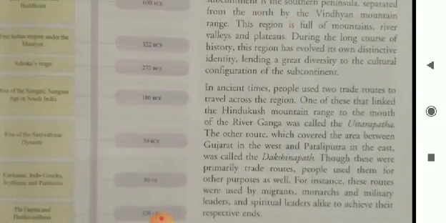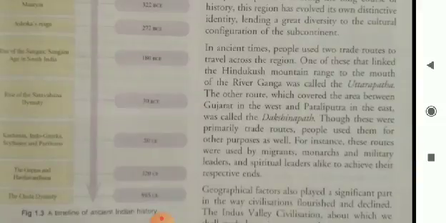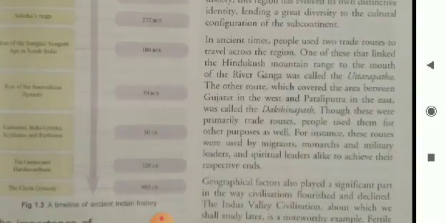The third major physical feature of the subcontinent is the southern peninsula, separated from the north by the Vindhyan mountain range. This region is full of mountains, river valleys, and plateaus. During the long course of history, this region has evolved its own distinctive identity, lending a great diversity to the cultural configuration of the subcontinent.